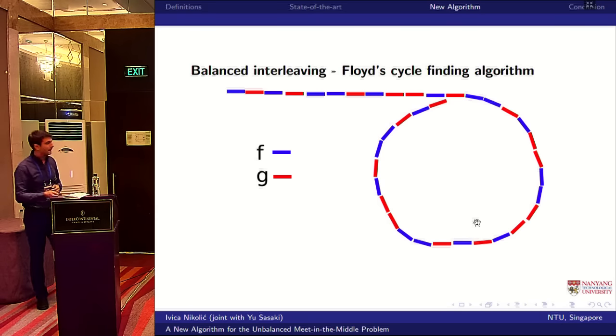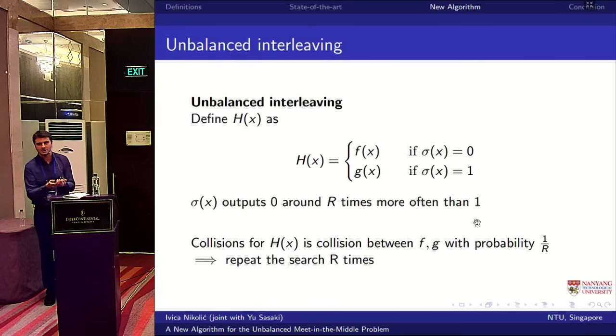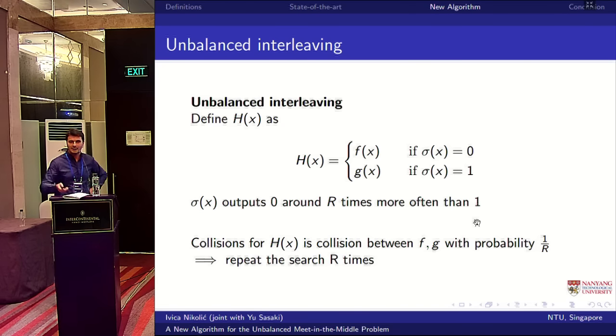Now, unbalanced interleaving happens. Exactly everything is the same, just the selection function outputs 0 r times more than it outputs 1, meaning this function h of x equals f of x r times more often. And now when you produce a collision for h of x, it's a collision between f and f with much higher probability. The probability that it's a collision between f and g is only 1 divided by r. And that's why you have to repeat the search r times.